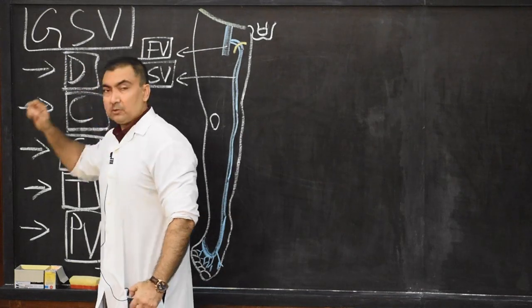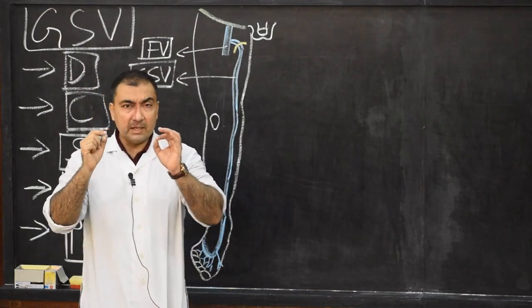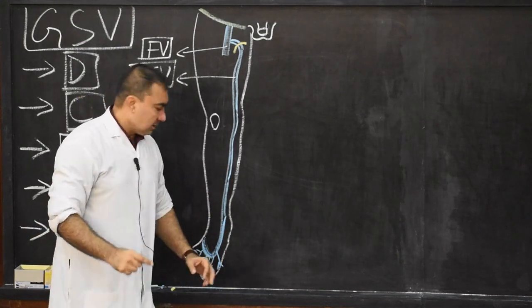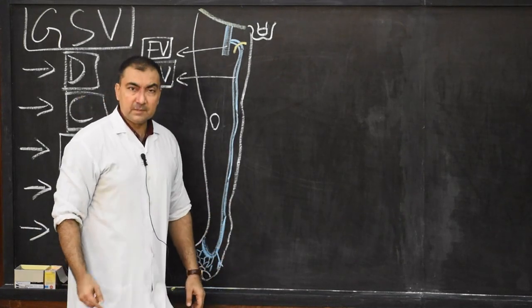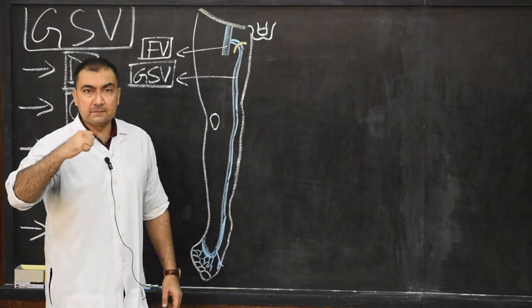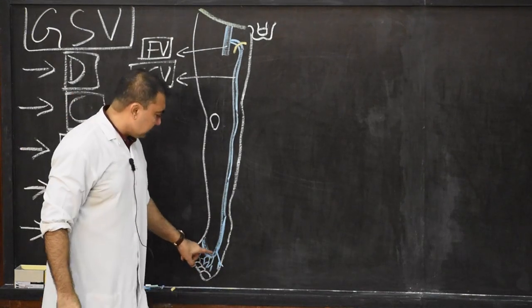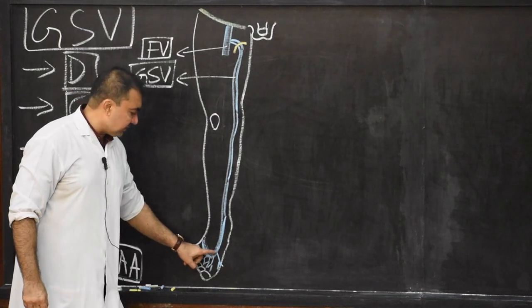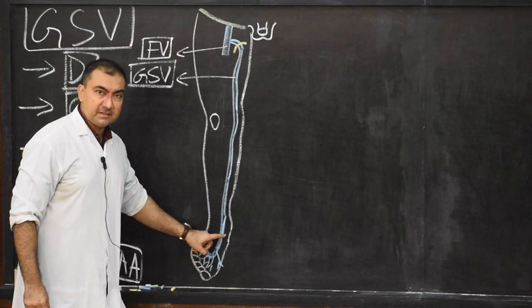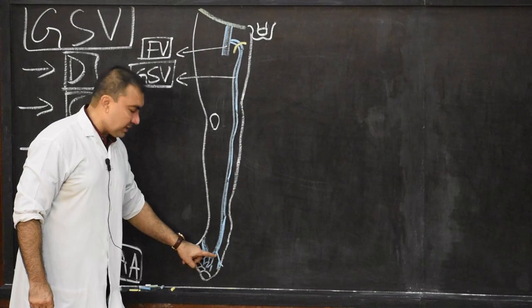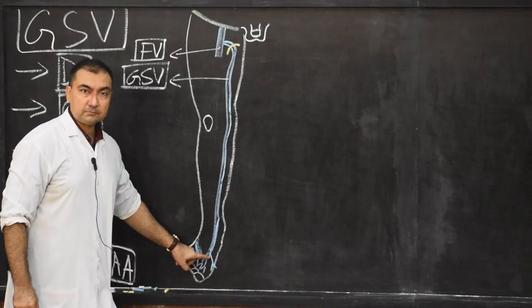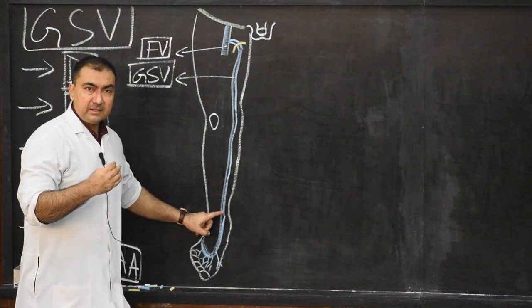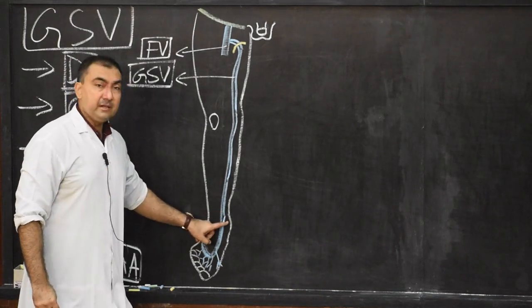We go to the course. Please mark carefully. The great saphenous vein will start from dorsum of the foot, as a continuation of medial end of dorsal venous arch. So this is the dorsal venous arch. It will continue as medial end of dorsal venous arch, which is supplemented by medial marginal vein. From here it will pass above 2.5 centimeter in front of tibial malleolus.